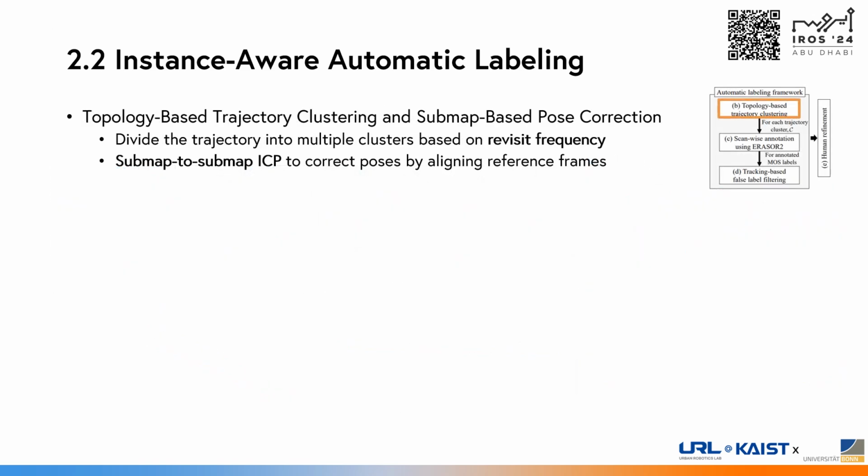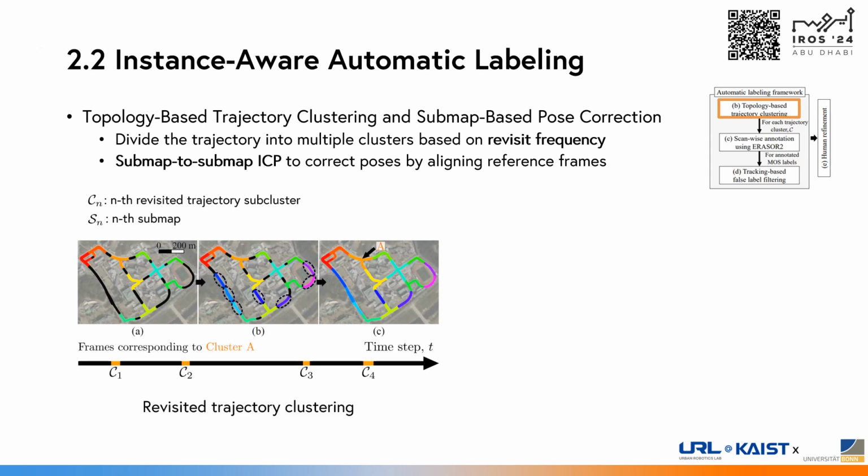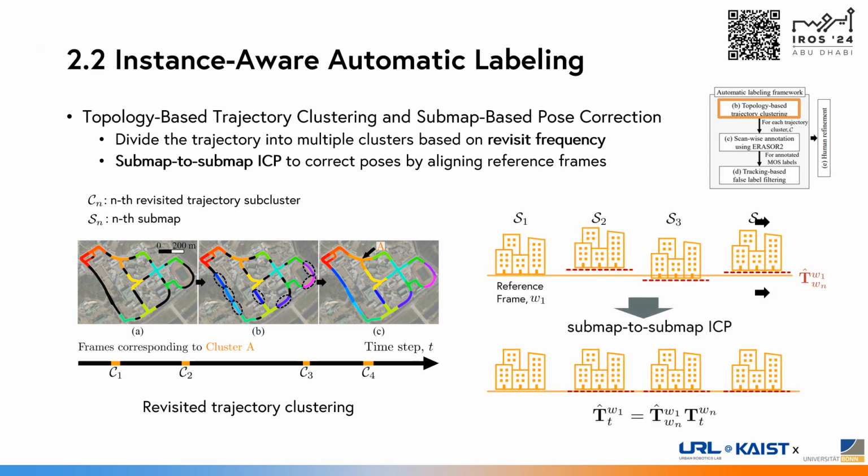To solve this, we propose topology-based trajectory clustering and submap-based pose correction. We divide each trajectory into clusters based on its revisit frequency. Taking cluster A as an example, each trajectory belongs to subcluster C1, C2, C3, and C4. Next, we build submaps from subclusters and then apply submap-to-submap ICP to correct the poses by aligning them to a reference frame. Through this process, we can get more globally aligned poses, which are suitable for MOS labeling.